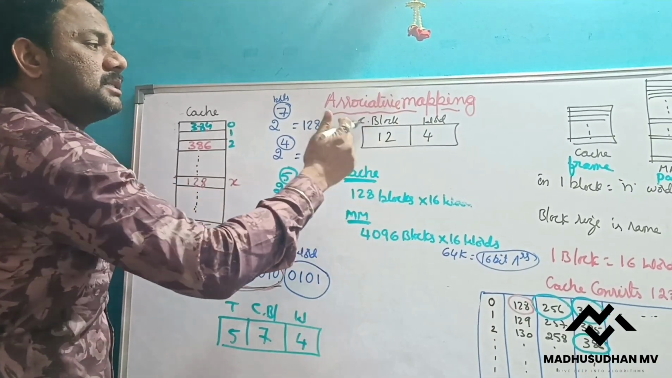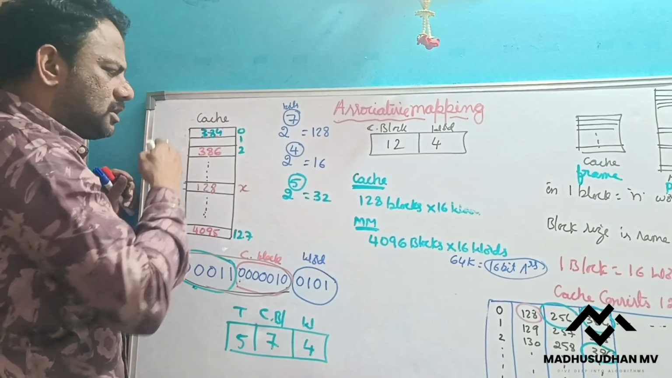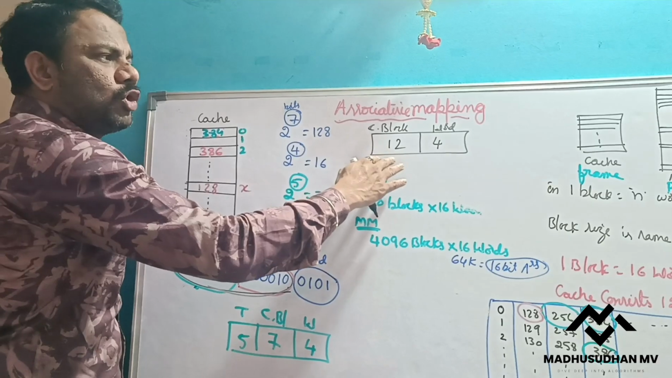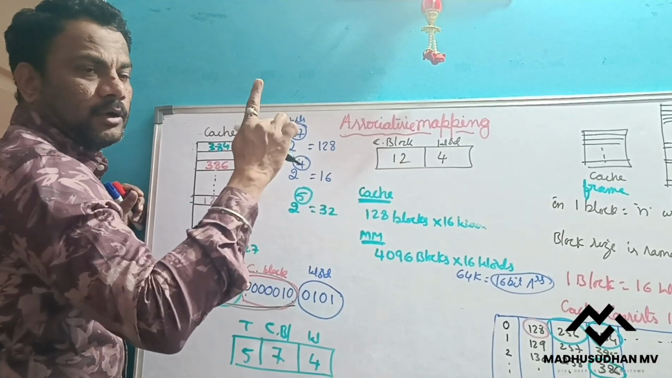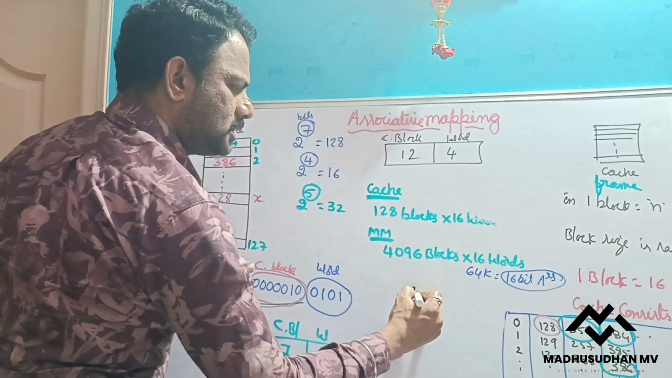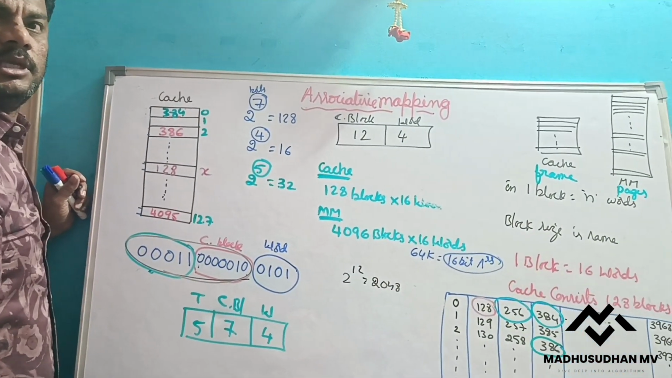That means instead of searching a 5-bit tag, meaning 32 groups, I am searching 2 to the power of 12, which is equal to 4096. That means this much I need to search. This method, that's what?